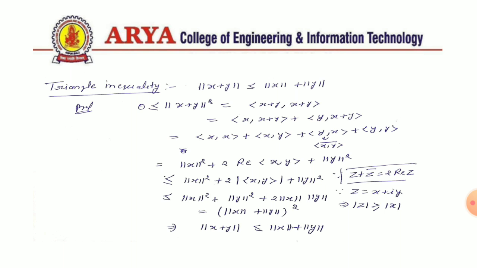Again, inner product of y and y can be written as norm of y whole squared. So this is less than or equal to norm of x squared plus 2 into modulus of inner product of x and y plus norm of y squared. So we get norm of x squared plus norm of y squared plus 2 into norm x norm y. So we can write it as norm of x plus y less than or equal to norm of x plus norm of y. Thank you, students.